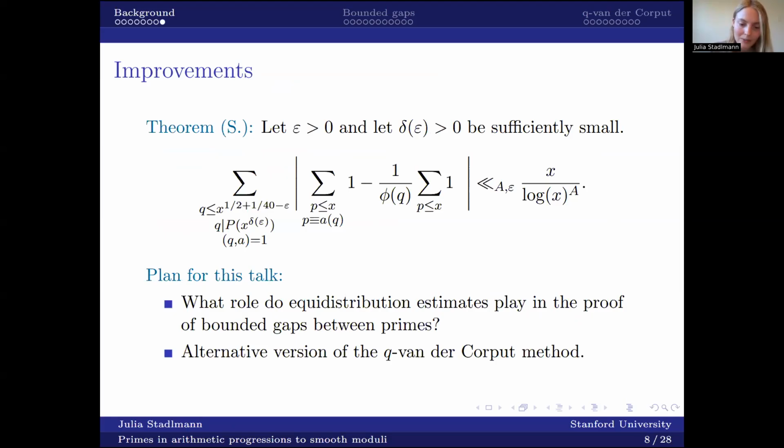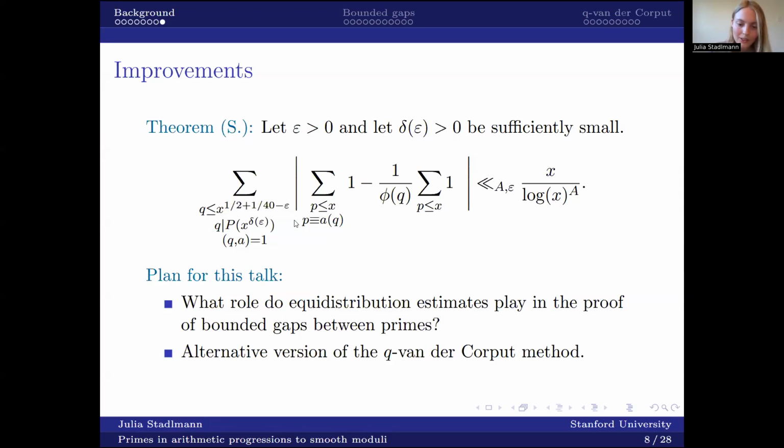So if you look at primes in arithmetic progressions with smooth moduli, so all the prime factors are less than, let's say, x to the delta, then the average size of the error term for the difference between the number of primes in the arithmetic progression and the expected number of primes is bounded by x to 1/2 minus 1/40.